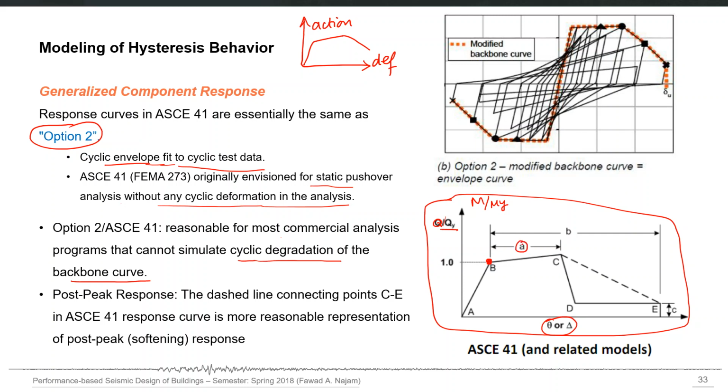These parameters, small a, small b and small c, their values are given for beams, columns, shear walls and everything. So if you are given small a, small b and small c, you can construct this curve for any element, any RC element, and then you can use that as your action deformation curve input.